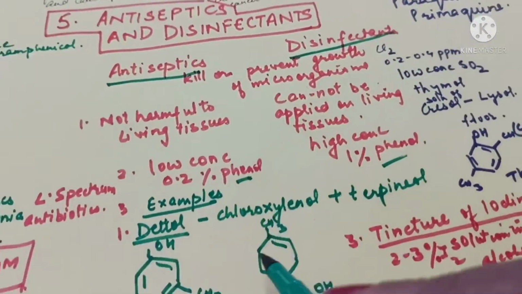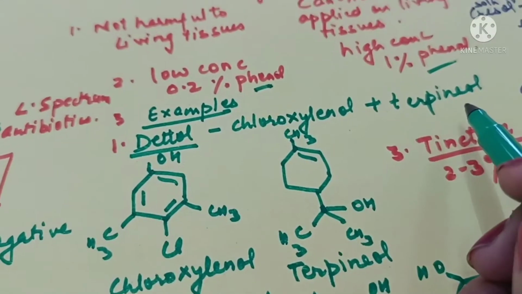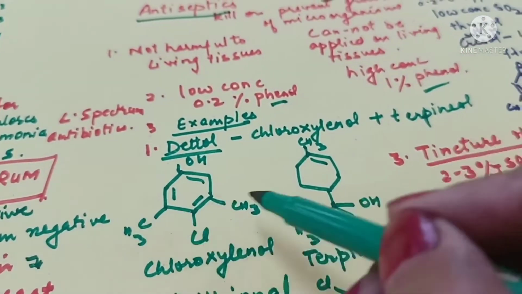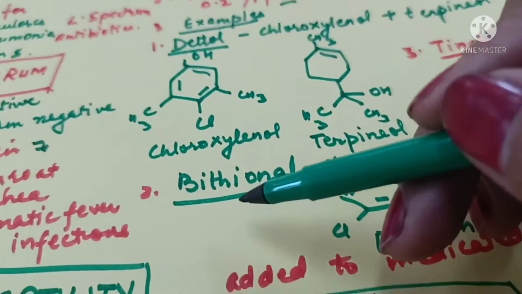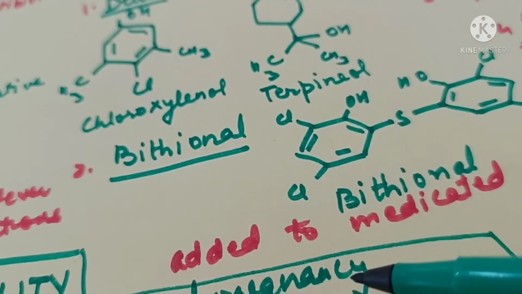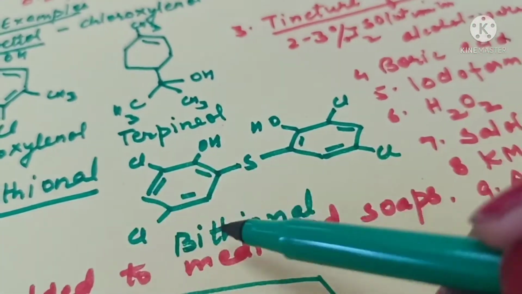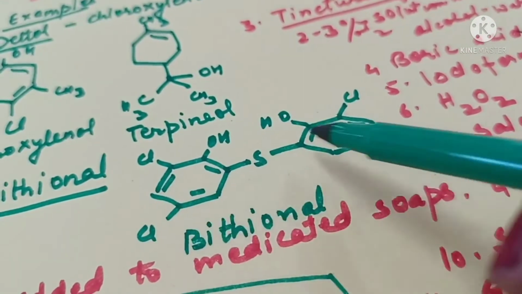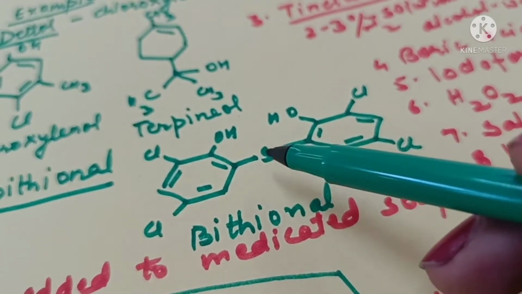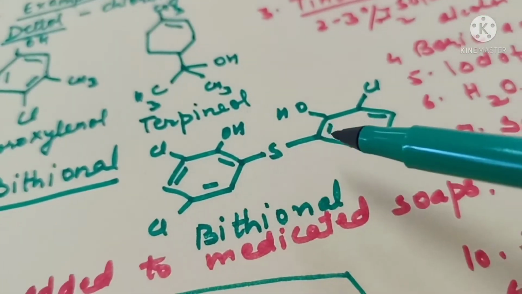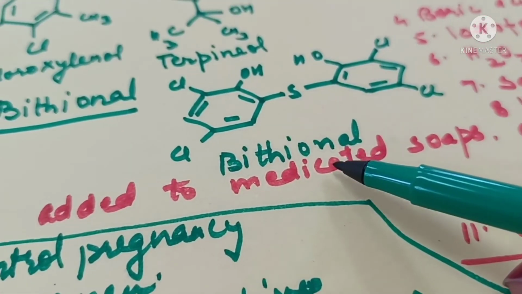Other antiseptics are Dettol. It's a mixture of chloroxylenol and terpineol. This is chloroxylenol, and this is terpineol. Then bithionol is an antiseptic used in medicated soaps. It's added to medicated soaps. So this is repeated here. The two same groups are attached with sulfur. This is bithionol. This is added to medicated soap and it acts as an antiseptic.